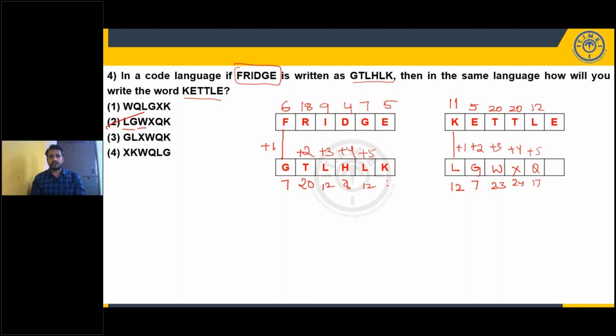E is 5, K is 11, which is plus 6. So apply the same logic. E is 5, plus 6 is 11, which is K. So LGWXQK, perfectly matching with your second choice. This should be your approach in solving this kind of question. Choice 2.